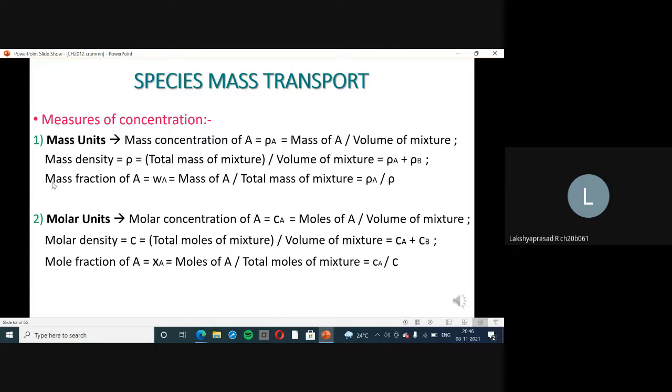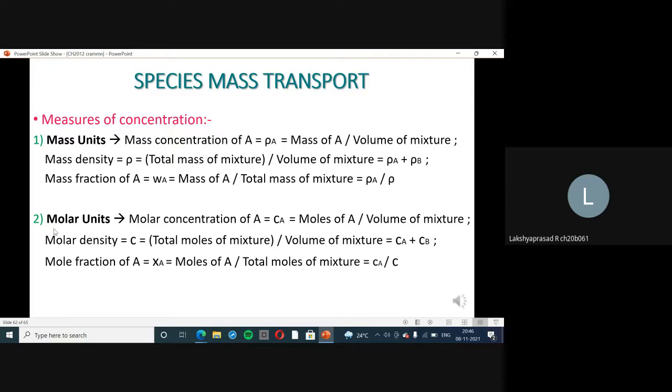Then we have a mass fraction of A. This is something which you already know, which is denoted as WA, equal to mass of A divided by total mass of mixture. And you obviously see that WA is equal to rho A by rho. The volume term will get cancelled and you will get WA equal to rho A by rho.